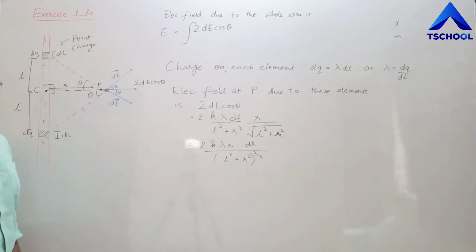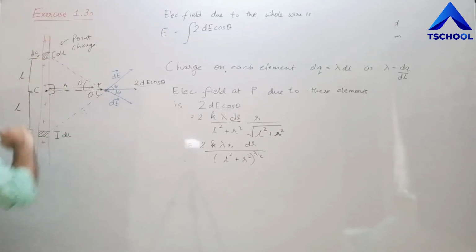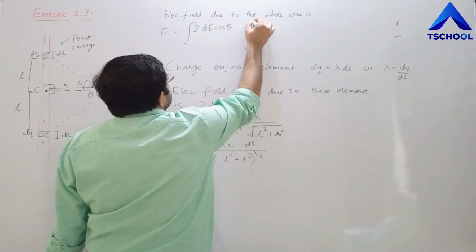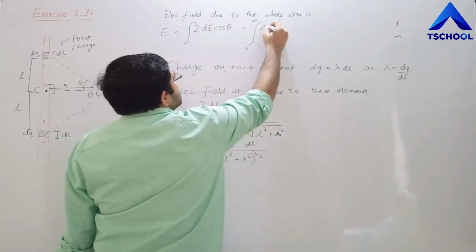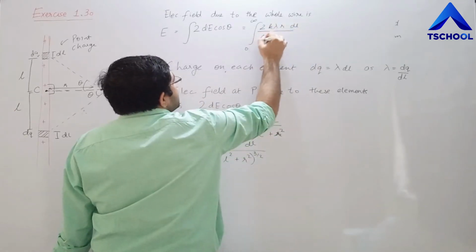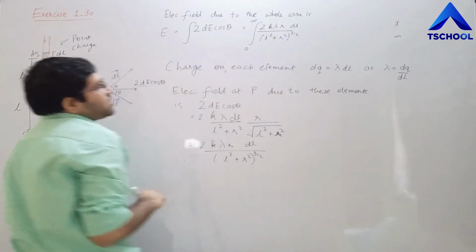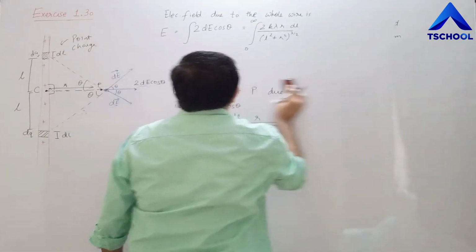So we do an integration of 2 dE cos theta from L value being, well, the smallest value of L is going to be 0 and the largest value of L is going to be infinite. So I can write this as the integral from 0 to infinite of k lambda r dl divided by L square plus r square raised to 3 by 2. That is what I have to integrate. So let's do that.